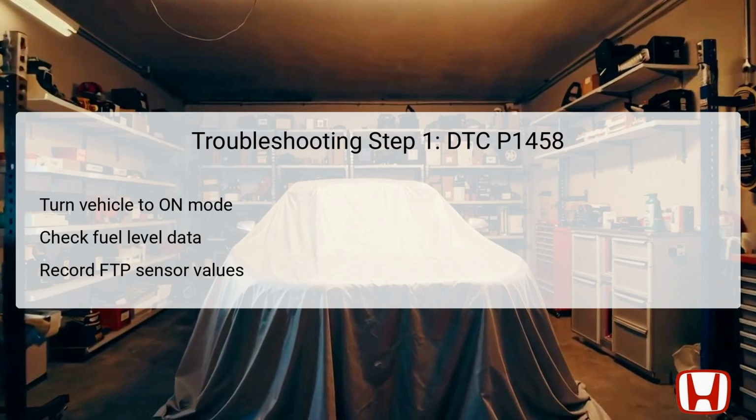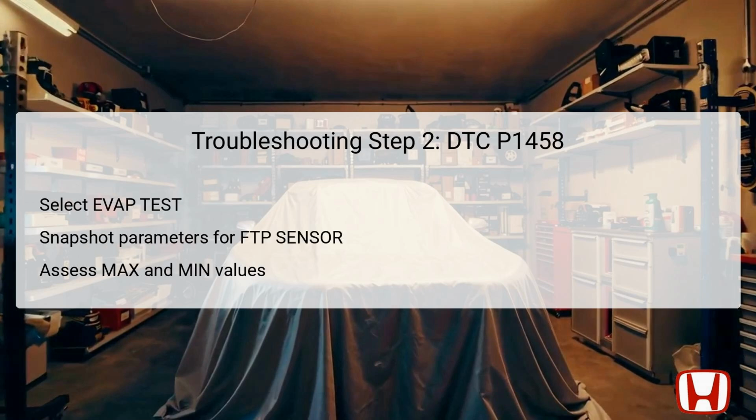It's imperative to ensure the fuel level is lower than the recorded snapshot value during this process. Doing so prepares the vehicle for further tests, allowing accurate results without interference from excess fuel pressure that could skew the readings. For the second troubleshooting step, you must select the EVAP test option from the HDS inspection menu.